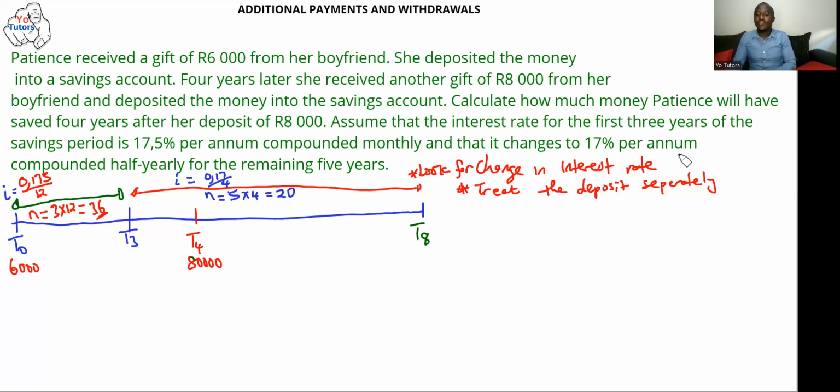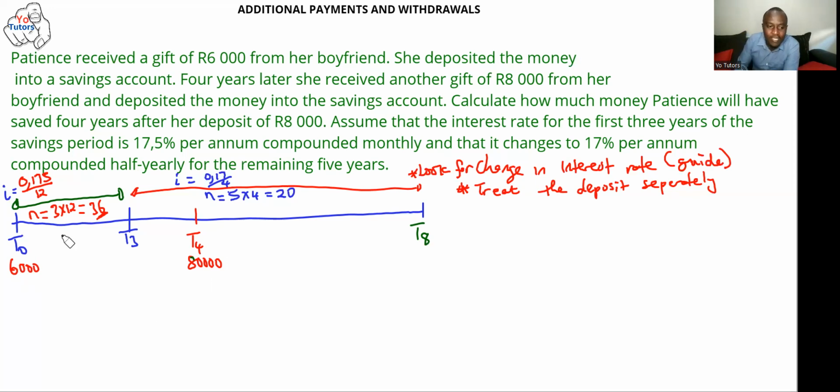So that's what's going to guide you. This is actually something that is going to guide you here. How does it guide you? Because we know that we have got 6,000 here. We need to grow 6,000 up until 8 years. We also need to grow 8,000 for 4 years.